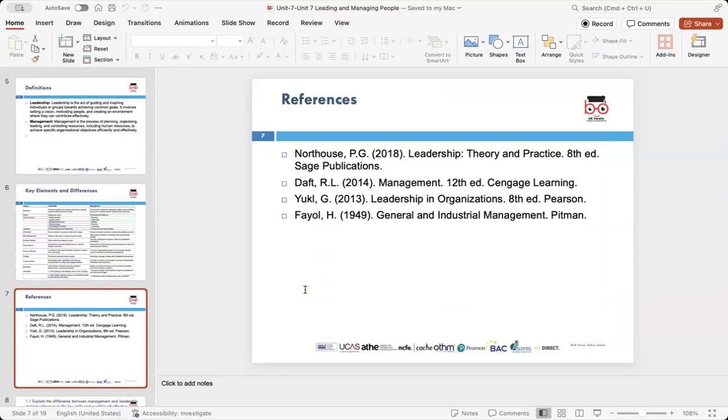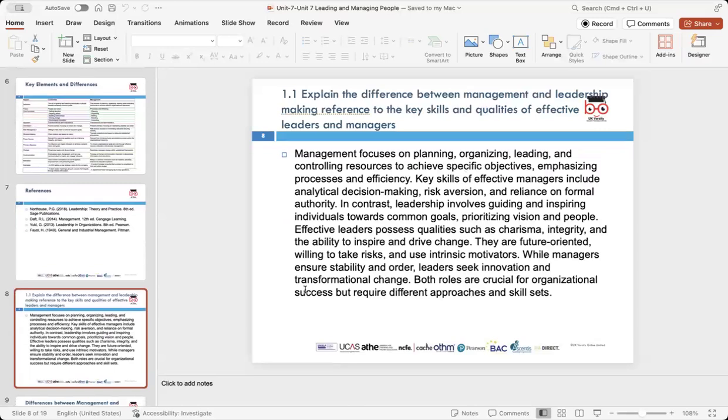Here are some references for this section. You can look at your learning management system and on your Moodle for further reading. So, any questions so far? Right, here is the next section of this part.